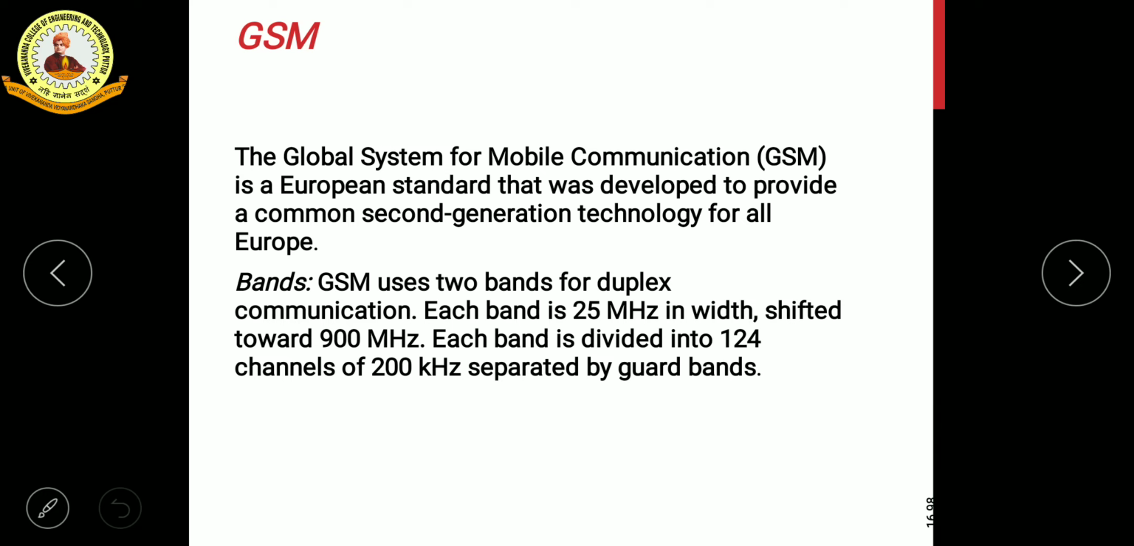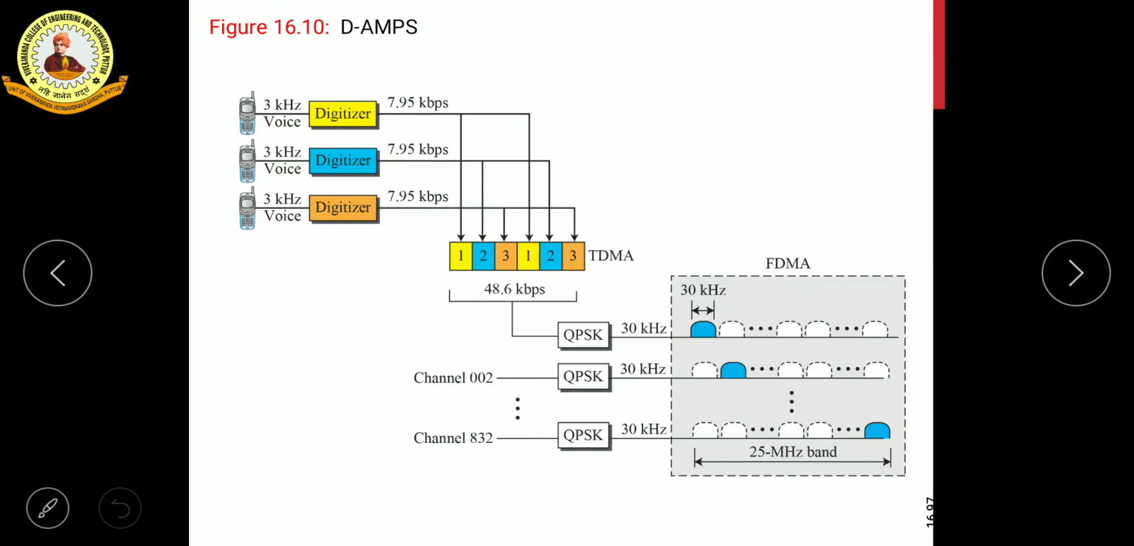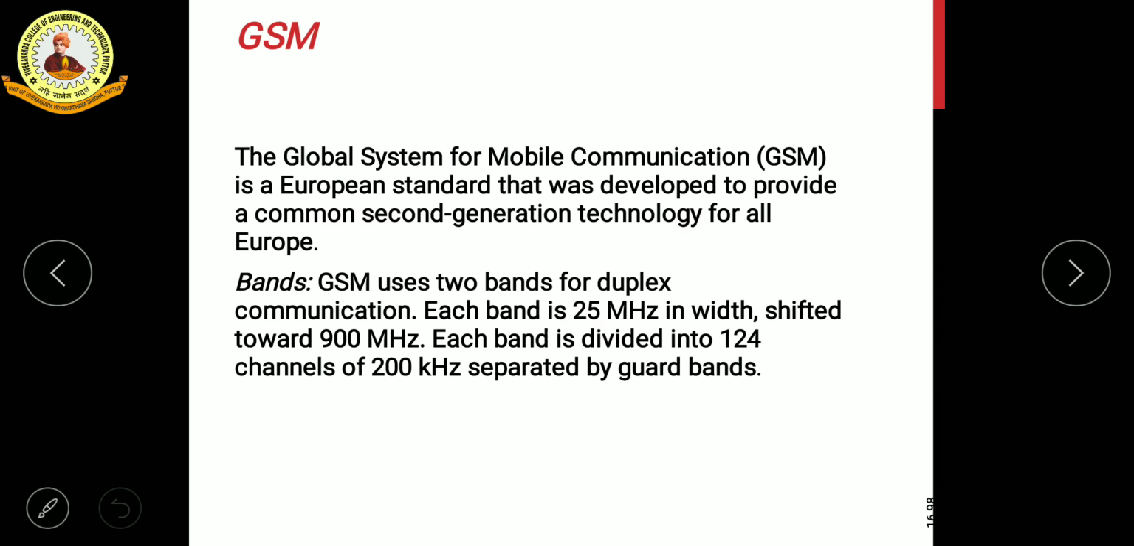Then GSM, what we are using now. The Global System for Mobile Communication is a European standard. AMPS is the American standard, this is the European standard. One more standard we are going to learn, that is the Japanese standard. So we are using the European standard now. It was developed to provide a common second generation technology for all of Europe. Then GSM uses two bands for duplex communication. Each band is 25 megahertz in width, shifted by 45 megahertz. It is shown here.